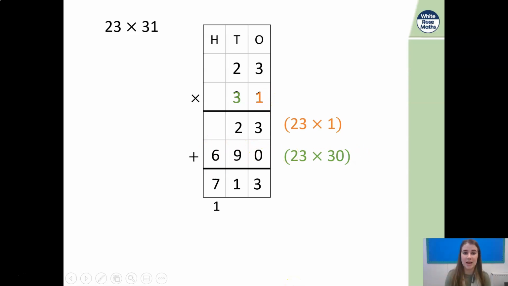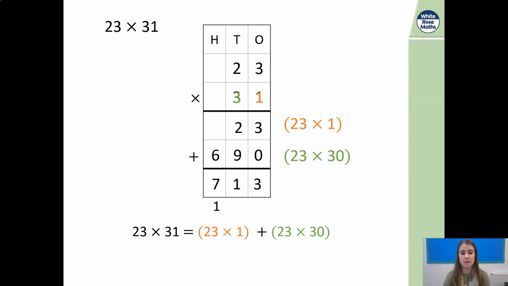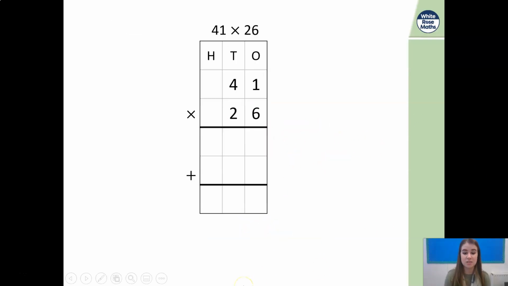All we then need to do is add them together. So that's the same as adding those two separate sums. And I know some of you have been using the addition parts of our long multiplication to help you as well, and that's fine. But here it shows you how you break that down, okay? So 23 multiplied by 31 is the same as working out those two separate sums and then adding them together, okay? So let's consider that for this question.